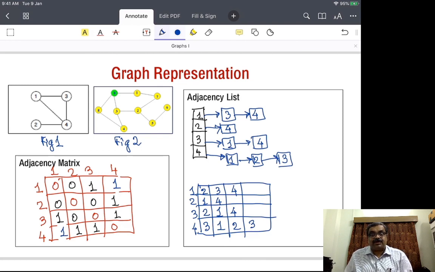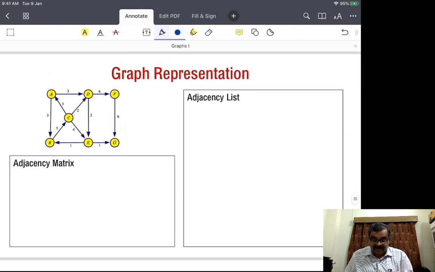There are various other ways in which you can represent it, but an adjacency list representation maintains a list of edges to which it is connected, whereas an adjacency matrix representation maintains the full matrix of connectivity. Let us see what happens in the case of a directed graph. In an undirected graph, you had symmetric edges, and here it is not only a directed graph, there is a weight on the graph.